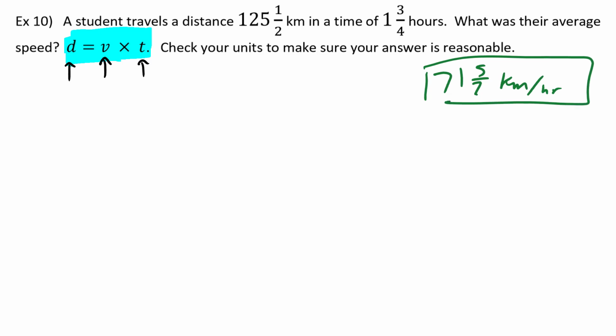Final answer here is 71, 5/7 kilometers an hour. Let's see how I got there. Again, we have our time, we have our distance, and here, this is our velocity.